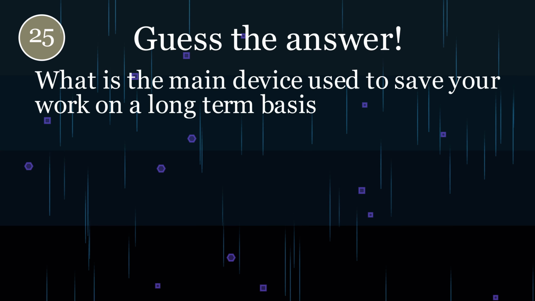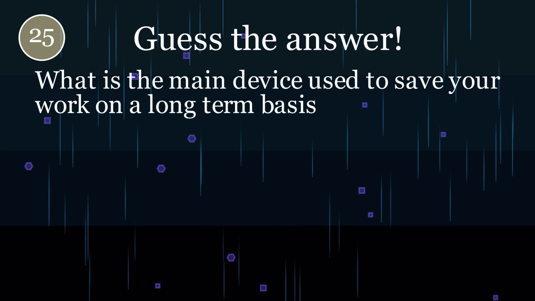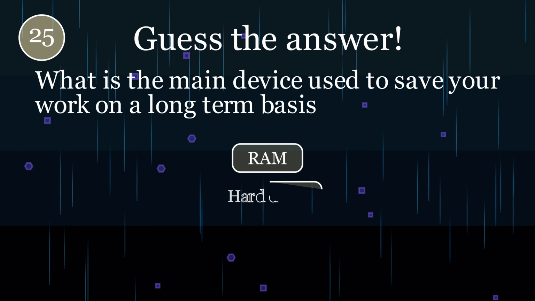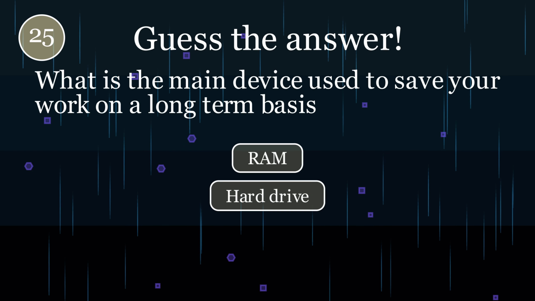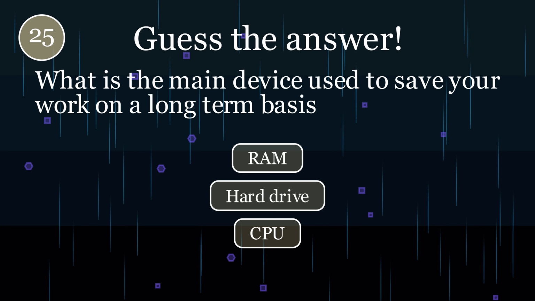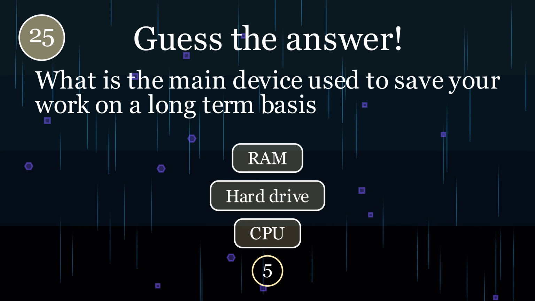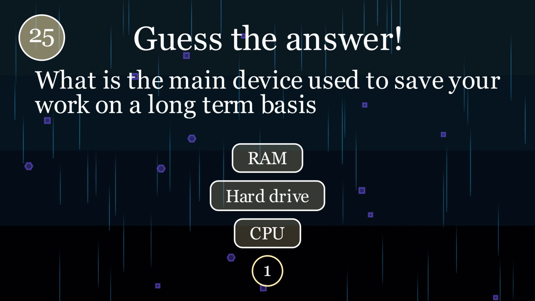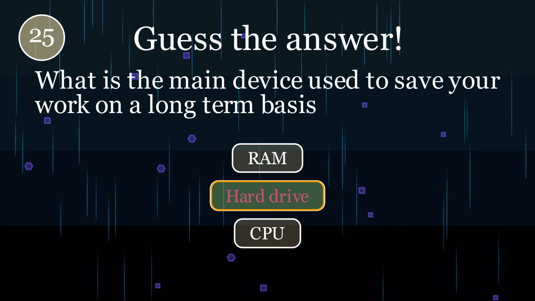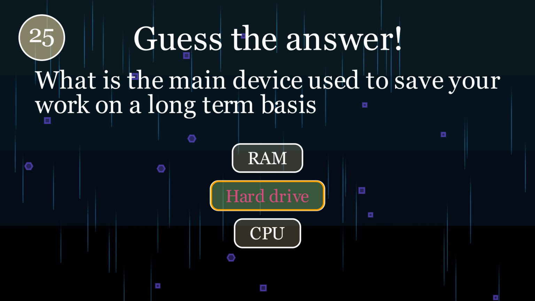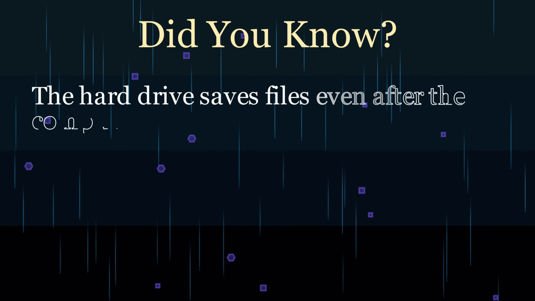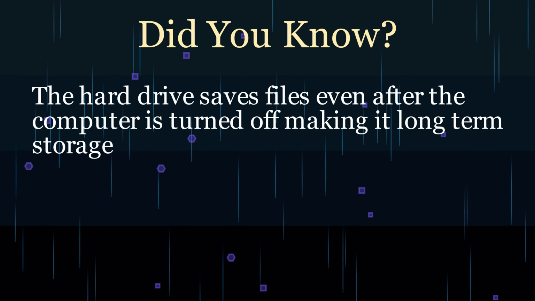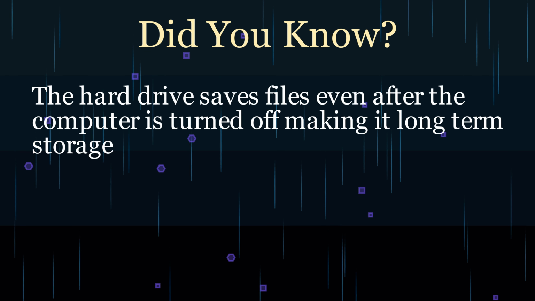What is the main device used to save your work on a long-term basis? RAM. Hard drive. CPU. The correct answer is hard drive. Impress your friends with this fact: the hard drive saves files even after the computer is turned off, making it long-term storage.